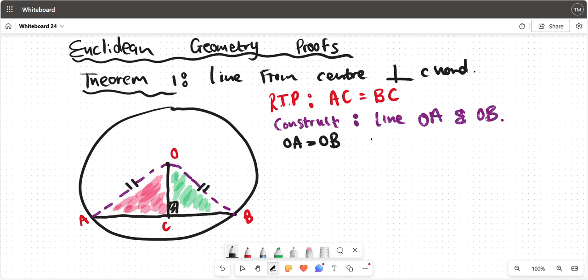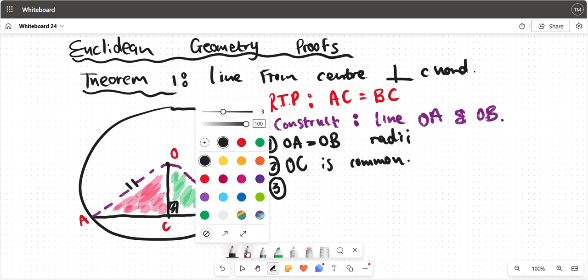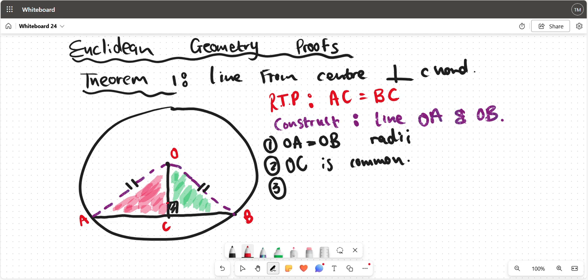And why am I saying it's the same? Because those are both radii. So I've stated the first thing that I need. The second thing that I need to prove congruency is that I will state that this line OC is common in both triangles. So line OC is common. Then I need one last thing to prove this. So I'm going to state one last thing, and that is this angle here.